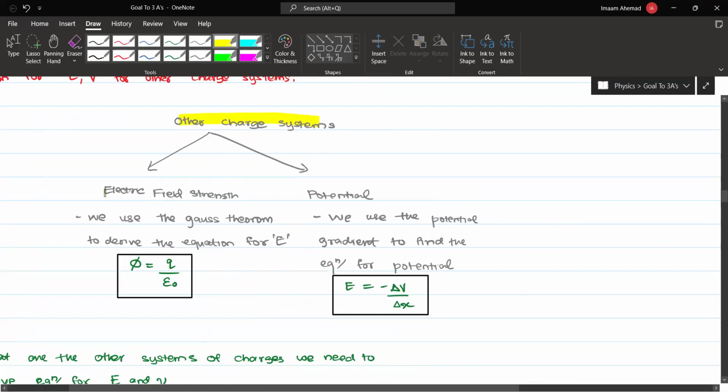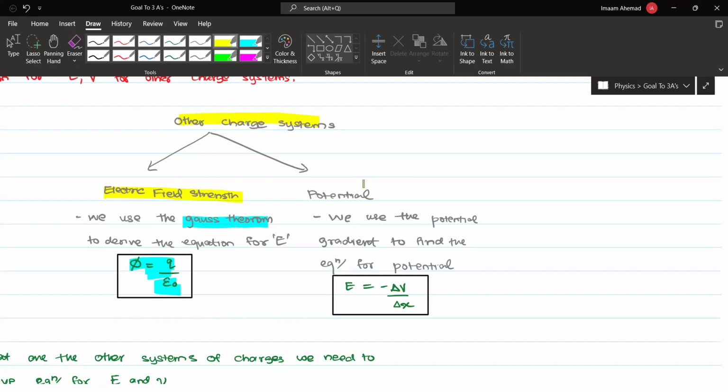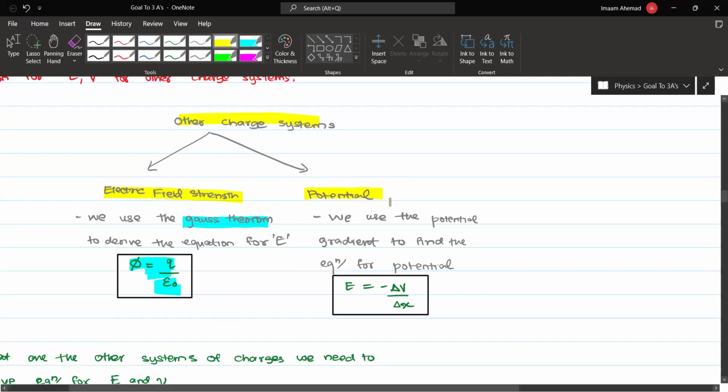If you want to find the electric field strength, we use something called the Gauss theorem. You already know it, and this is the equation for the Gauss theorem. If you want to find the potential of a system, we use the potential gradient, and this is the equation for potential gradient. So you have to understand what to use when.